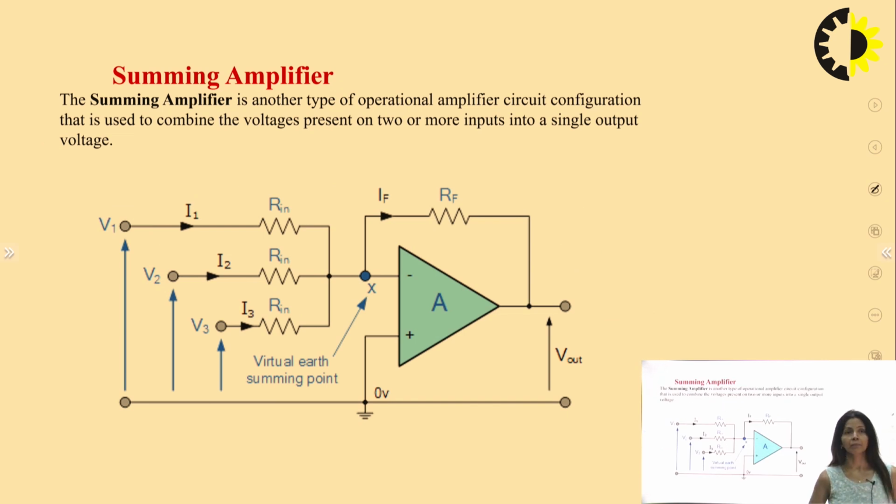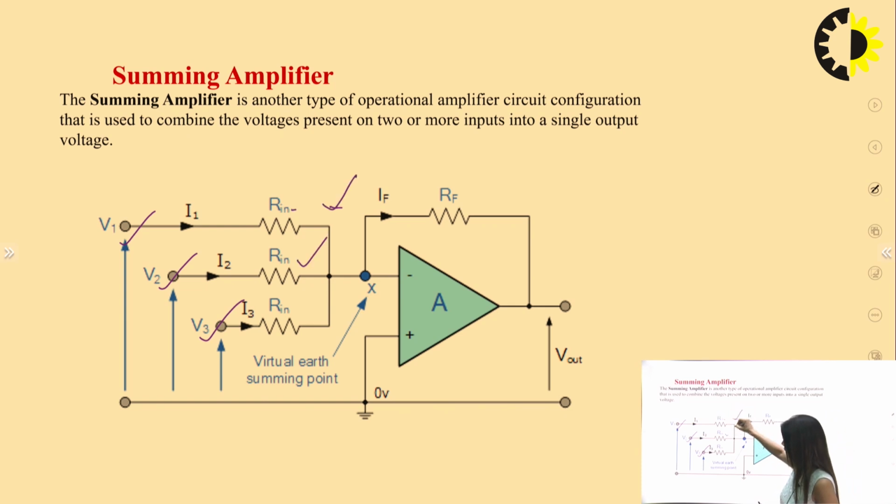Now coming to the summing amplifier. Similarly, as we did in the case of inverting, non-inverting and voltage follower, the same concept we will repeat here, only we are going to add all these voltages with the resistors. So here we have given 3 voltages V1, V2 and V3 through the same resistance R in. Here is the current I1, here is the current I2 and here is the current I3. This has been grounded so that the voltage here is 0 volt.